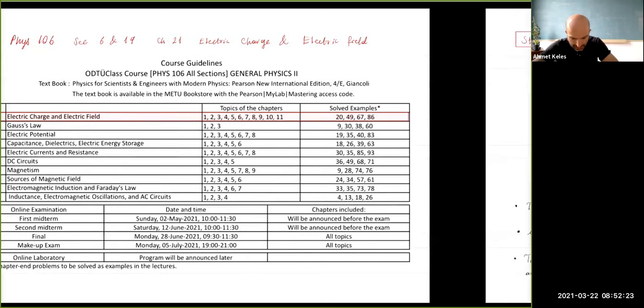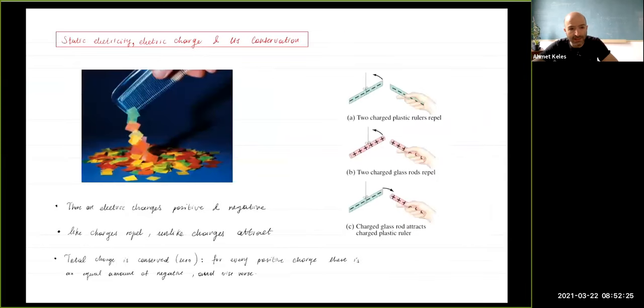So last week we started with introducing electric charge. We basically said there were charges in the universe, in nature, and there are two kinds of charges. One we call positive, the other we call negative. And we concluded that like charges repel and unlike charges attract.